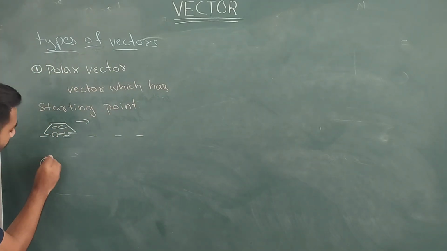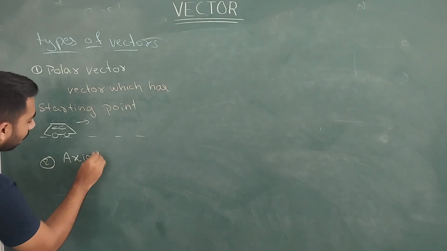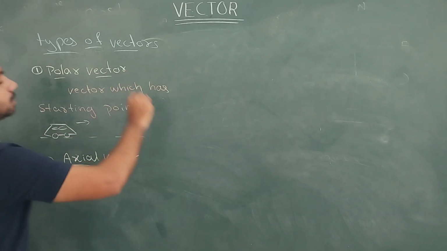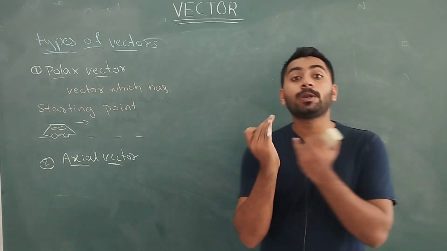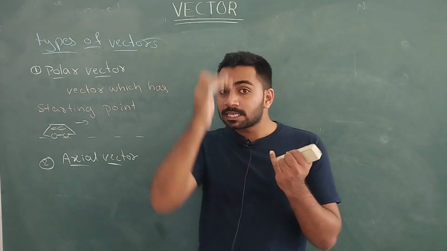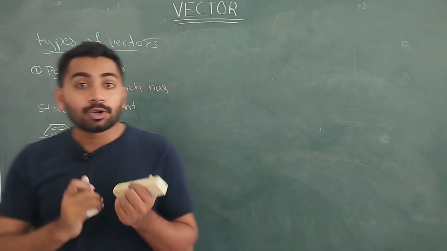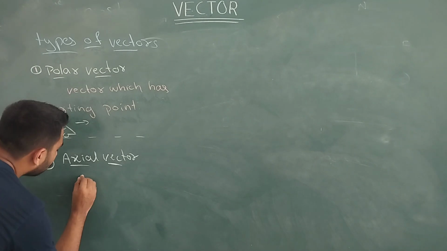It is the axial vector. Now what does axial mean? A rotation of any body with respect to its axis, with respect to its center of axis. Rotation of any body. I will explain, don't worry.